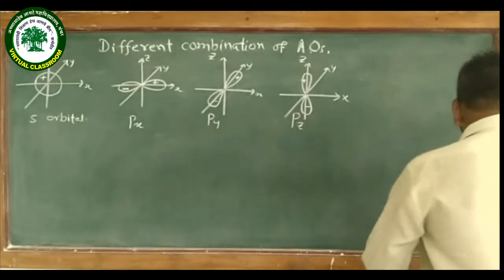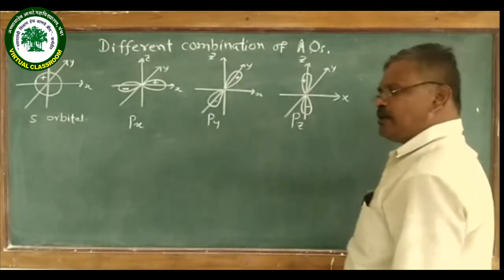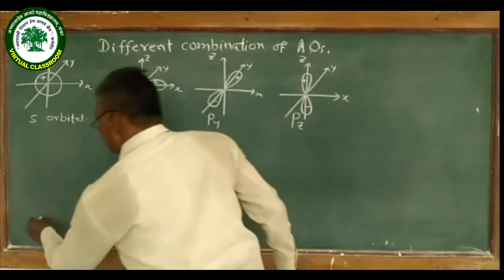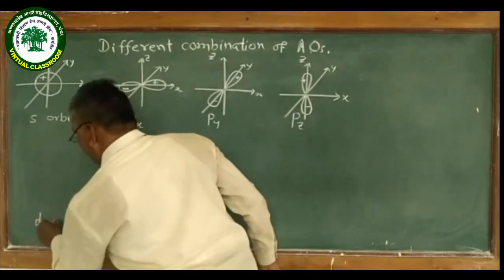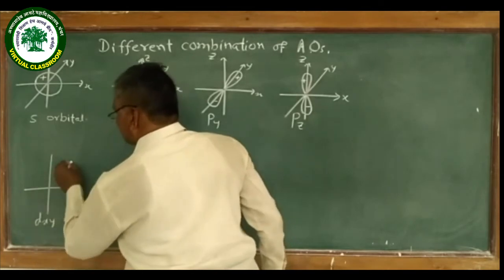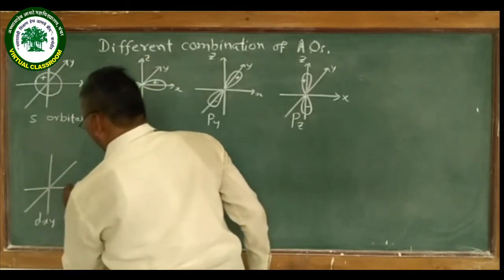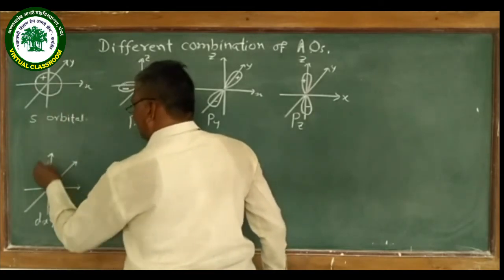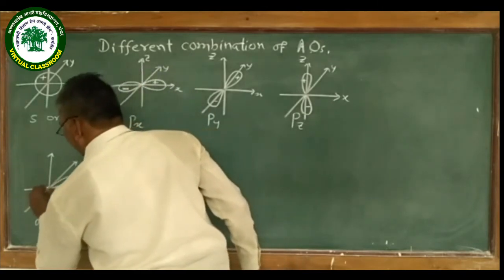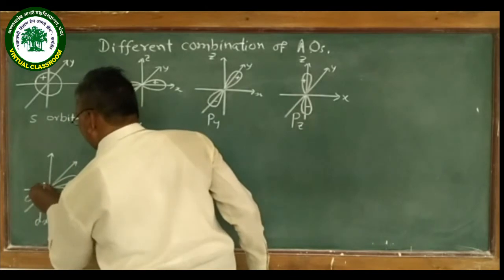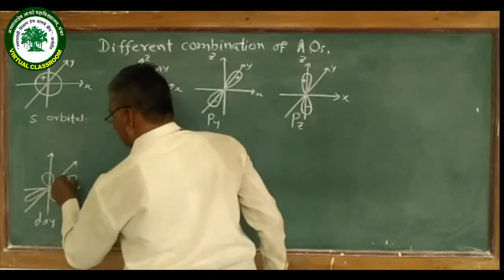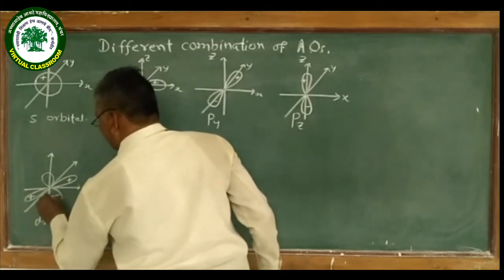Now let us see the shapes of d orbital. D orbitals are of five types. The dxy orbital has its lobes in between the axis x and y, but the lobes are in the plane consisting of x and y axis, and in between the axis. So this is the positive lobe, this is negative lobe.